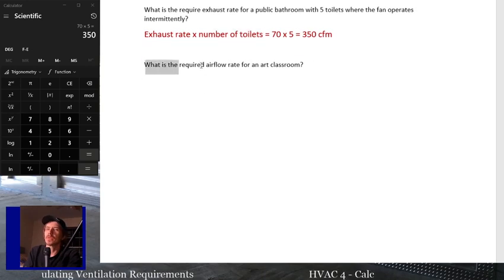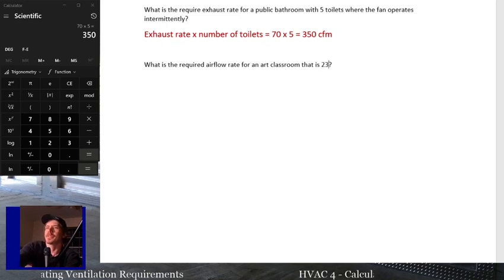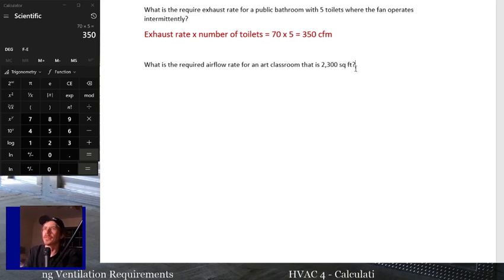Alright, what is the required airflow rate for an art classroom? I never finished this one. Let's make this one a little different. Let's go 2,300 square feet. Most of my questions, I make nice round numbers. Let's do 2,300 square feet. Alright, so the airflow rate for an art classroom that's 2,300 square feet.